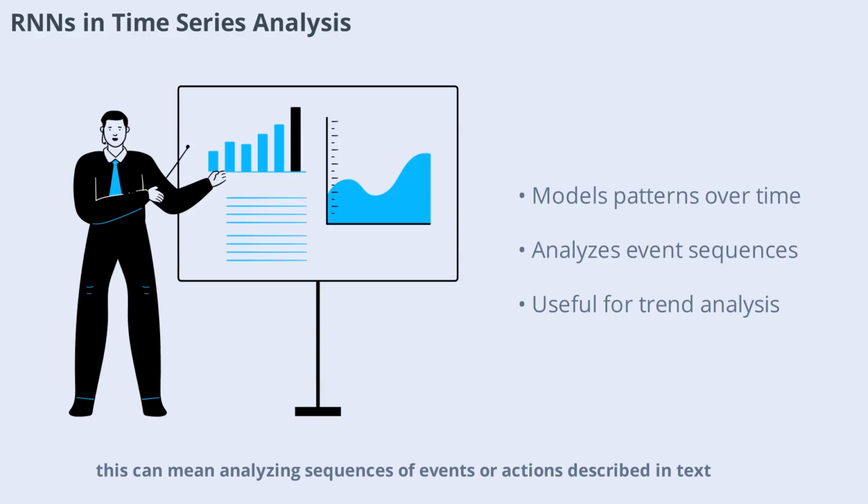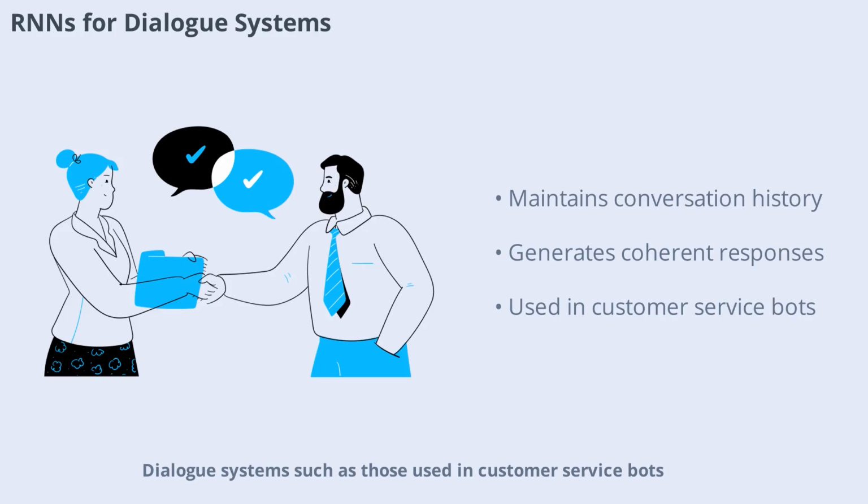In NLP, this can mean analyzing sequences of events or actions described in text. RNNs can model patterns over time, making them useful for tasks like event prediction or trend analysis based on textual data. Dialogue systems, such as those used in customer service bots, rely heavily on RNNs.